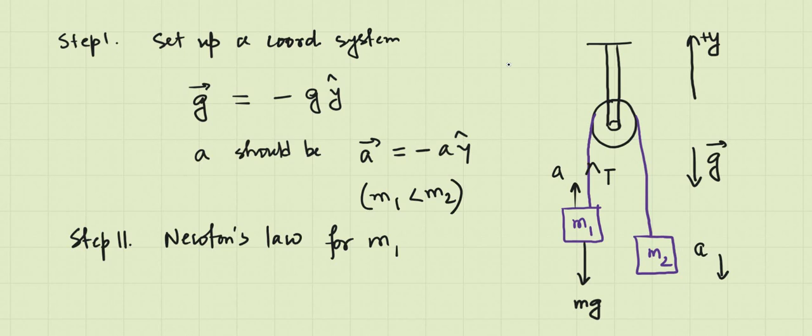So what do we have? We have T, which is positive, and then minus mg, which is negative, would be equal to, so this is the sum of all the forces, right? The sum of all the forces should be ma, or F net should be equal to ma. So this is F net, right? So this is going to be ma, and this m is going to be m1, because we are talking about mass 1.